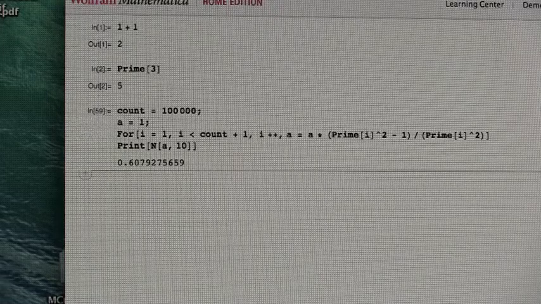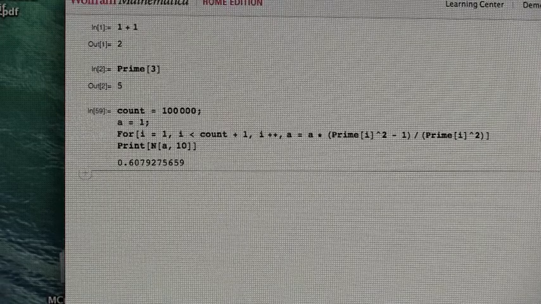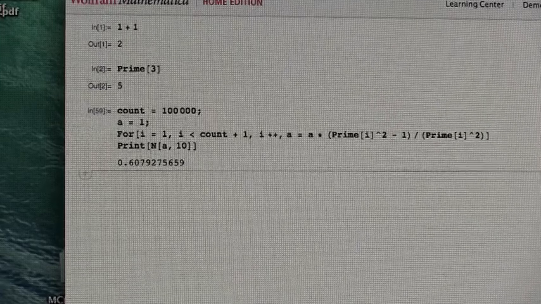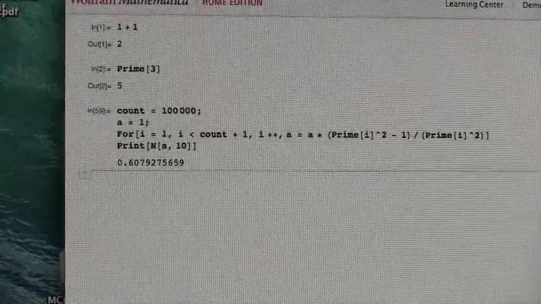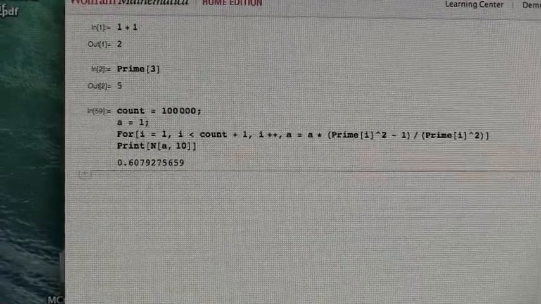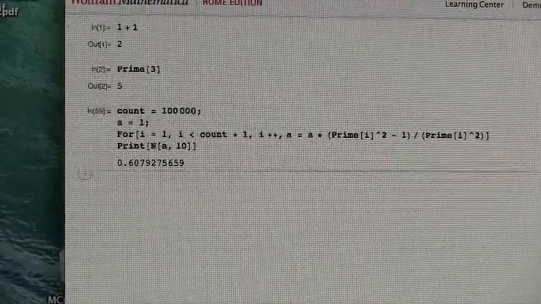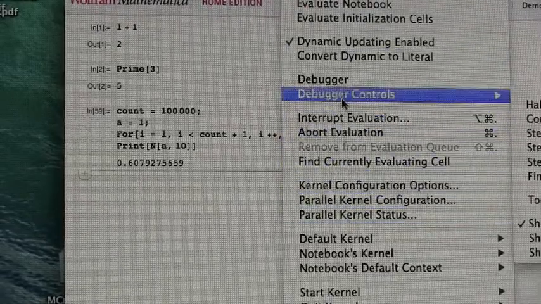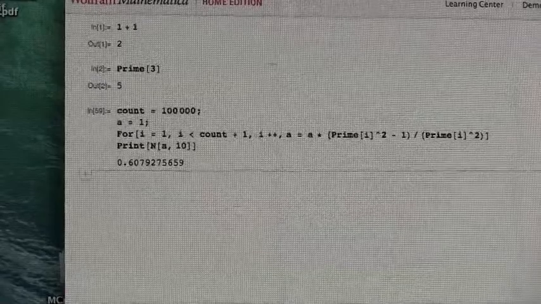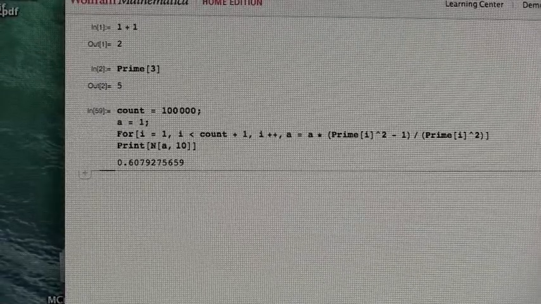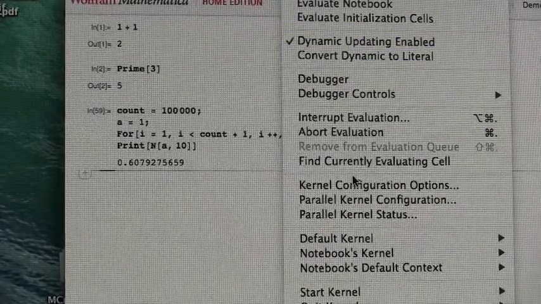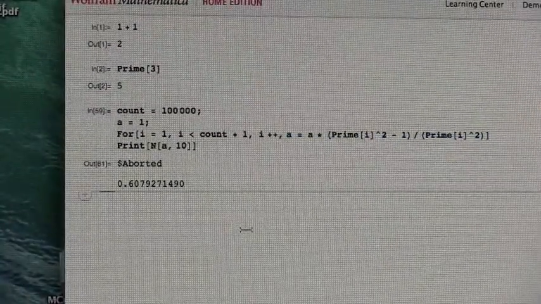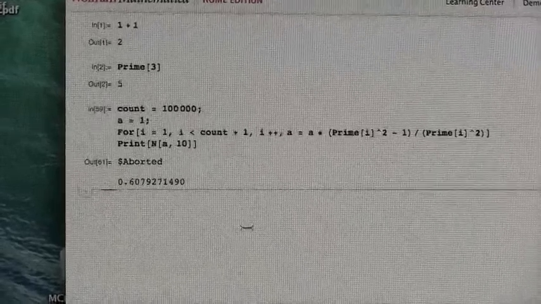Let's see if we can do the first 100,000 products. Running. This is going to be a big number, and my program's not set up to calculate this very efficiently. In fact, it looks like I've crashed Mathematica, so I don't want to interrupt this calculation. All right, so we'll just wait on that. Okay, so now, last step.